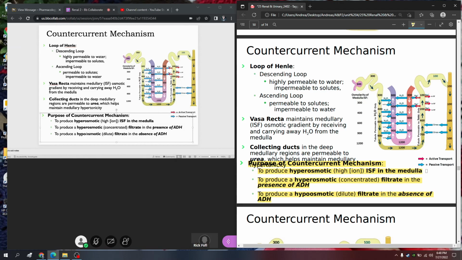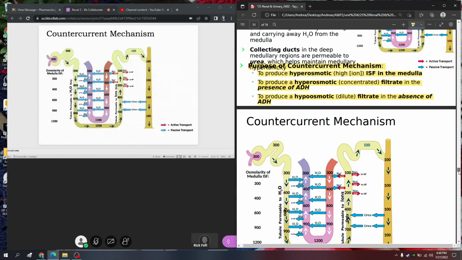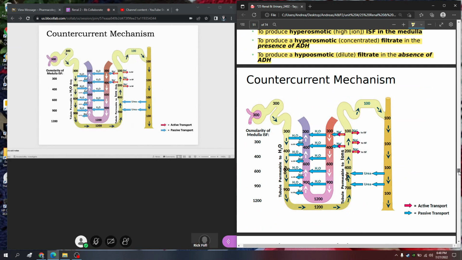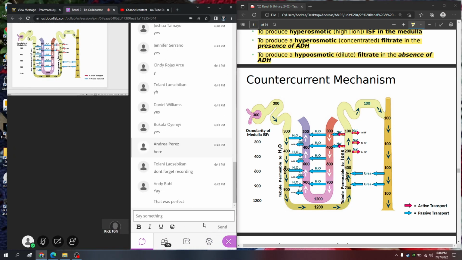Or to produce a hypoosmotic, dilute concentration of filtrate in the absence of ADH. What does that all mean? So here we go. If you are well hydrated, you've been drinking all your water, how many glasses of water should you drink a day? Trick question.